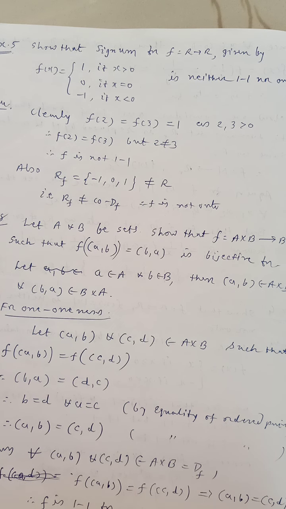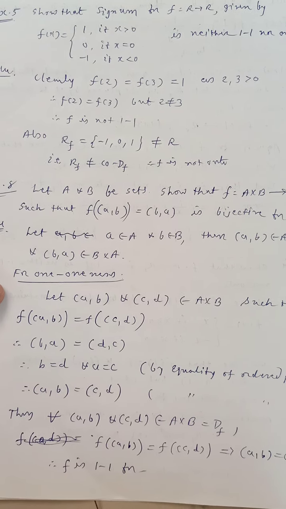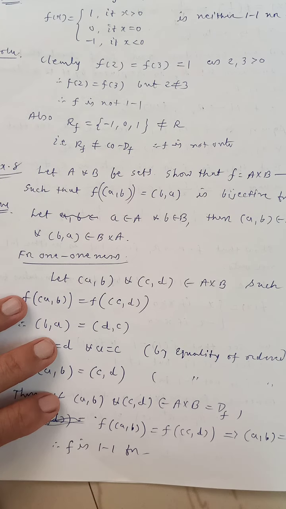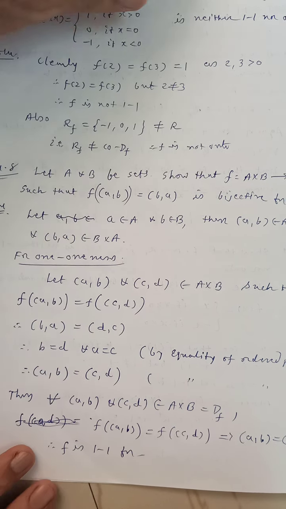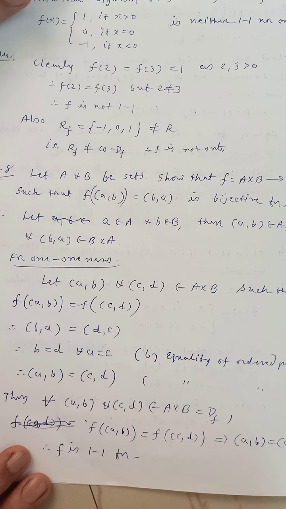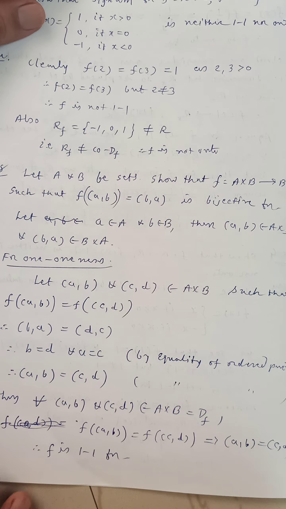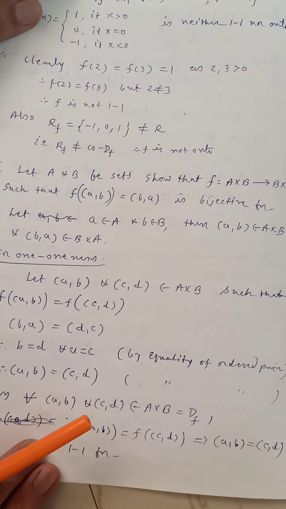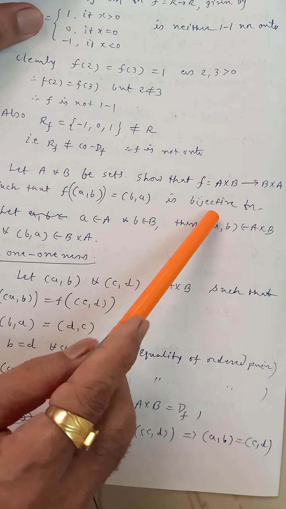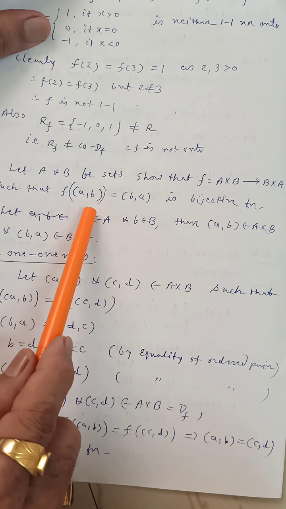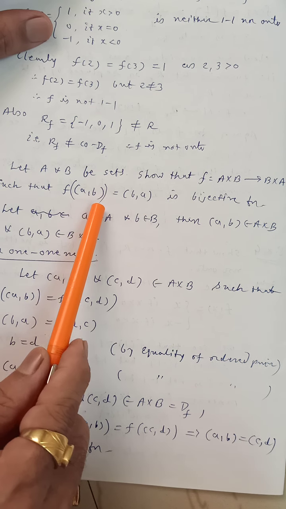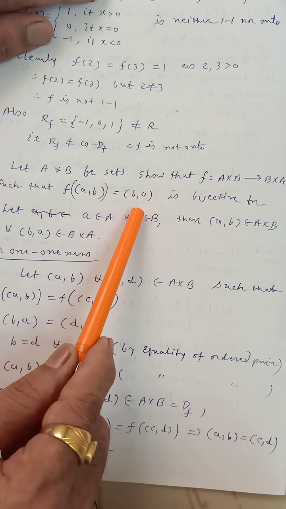Right? And now next, example 8. In example 8 you have to take care, because here we do not have a single element, we have ordered pair forms. So look at this: let A, B be sets such that F from A cross B to B cross A, such that F of ordered pair (A, B) is equal to ordered pair (B, A).